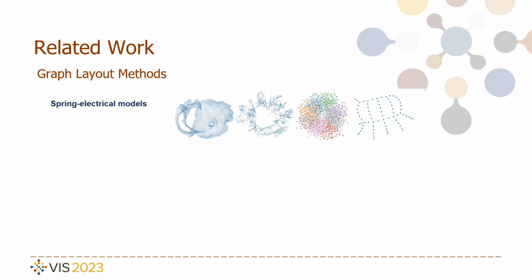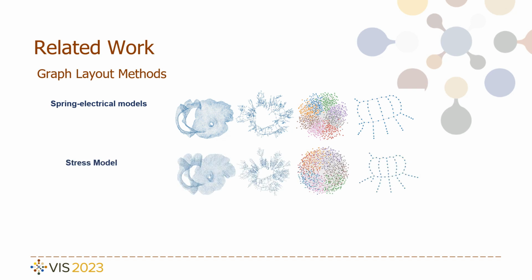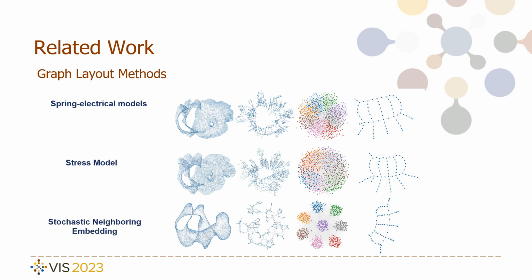The second kind of method is the stress model, in which a spring force with a fixed spring length is applied between the nodes. This kind of method is good at maintaining global structures, but fails to show the local structure. The third one is stochastic neighbor embedding, which is based on probability distributions and works better on capturing local structure, but the global structure is not that good.